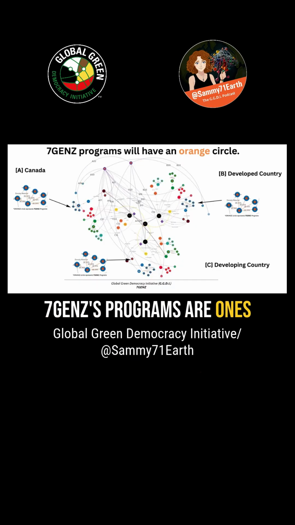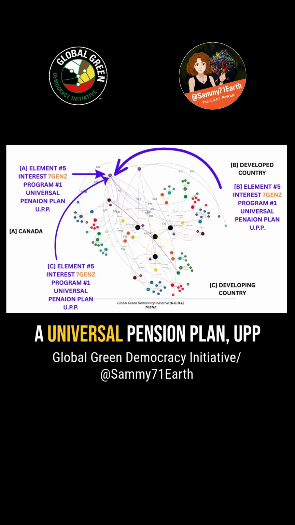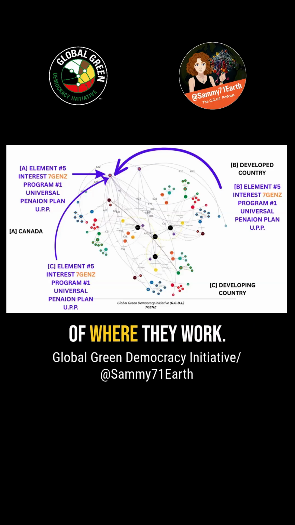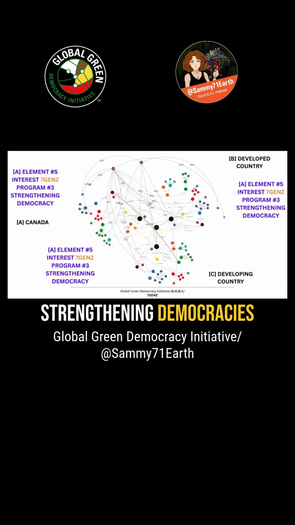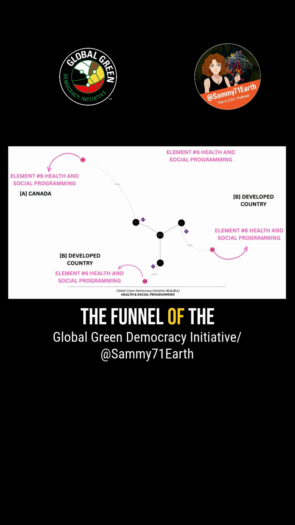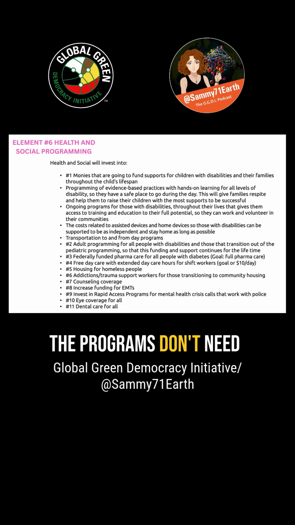7Gen's programs are ones I'm very passionate about. A universal pension plan, UPP, for all people, regardless of where they work. A 7Gen's Global Lending Fund for non-discriminatory banking and investments in strengthening democracies around the world. The funnel of the system is number 6, health and social programs that range from all different kinds of shortcomings in our system. The programs don't need embellishment because they will improve the lives regardless of demographic.